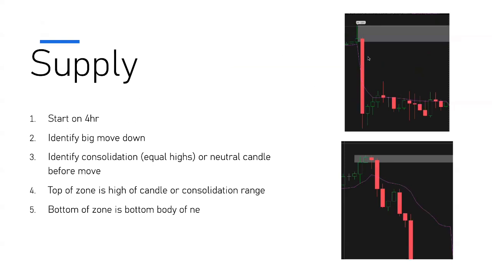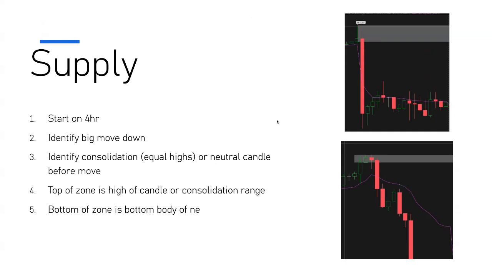For supply, we're going to start on the 4 hour. This is what it looks like in the 4 hour, and when we get down to the 30 minute, see how much smaller it gets, giving ourselves less room for error. We're just going to identify consolidation or one neutral candle. It could be either one. Consolidation will be equal highs, or equal lows if it's the other way around. The top of the zone for supply is going to be the wick, and the bottom of the zone is going to be the body. This is how I've always drawn zones.